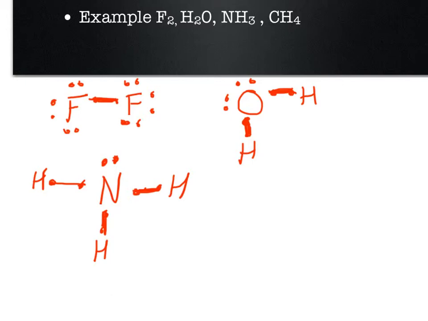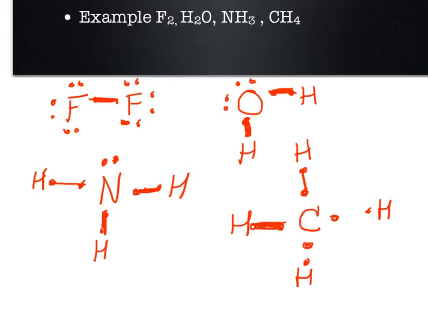And let's do the last one. CH4 is methane. Carbon has 4 electrons, and it's got 4 hydrogens around it. So there's one there, one over here, one over here, one over here, and these are shared. There's there, there, there, and there. And once again, they can all count them. So each hydrogen has 1 bond, that makes 2, and the carbon has 4 bonds, and that makes 8.